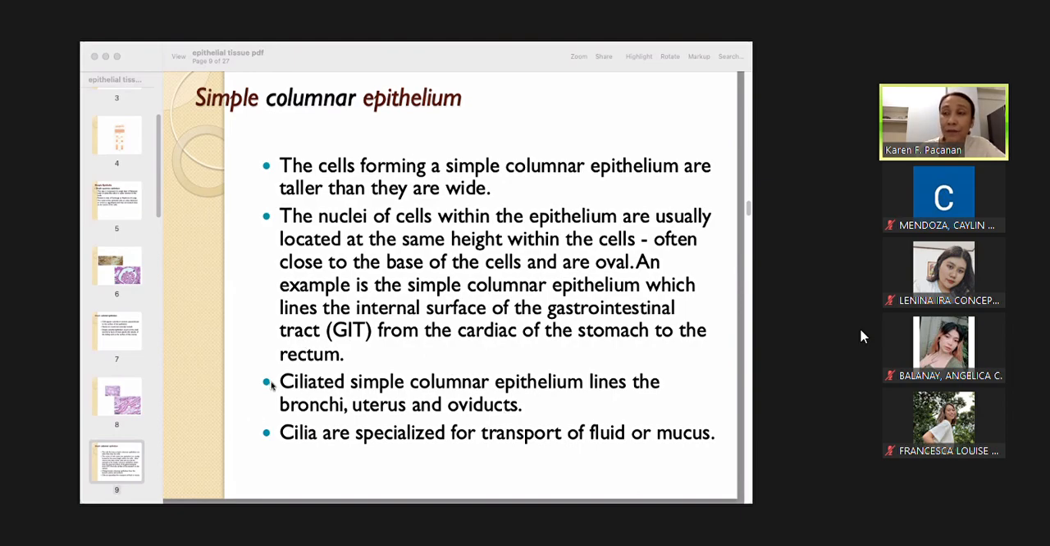Cilia is an example of cell surface modification found at the apical surface. We are aware already of the role of the cilia, which is specialized for transport of fluid and mucus. Cilia are also considered to be motile structures. So the ciliary movement would allow transport of fluid and mucus with trapped particles. Mainly, meron din siyang protective role, yung cilia, if the cells are ciliated. Okay? So that would be a variant of simple columnar epithelium.